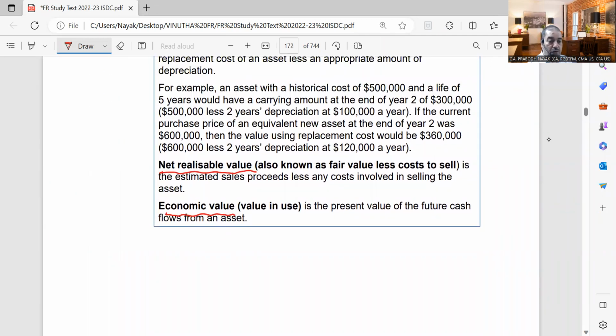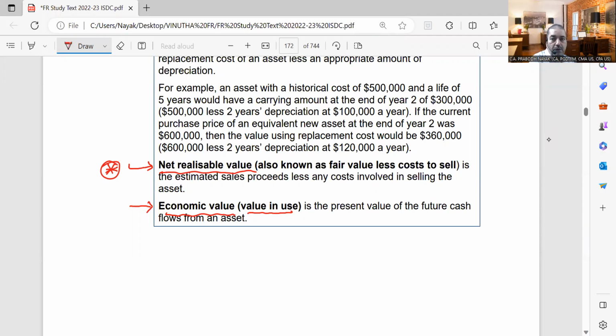Okay. Now you have to know this net realizable value. Don't have to know anything else. Your net realizable value and economic value. Economic value is nothing but value in use. And what is value in use? Present value of future cash flows. Net realizable value, very important because it will come in many places. Net realizable value, also known as fair value less cost to sell. It is not only fair value, it is fair value, market value, minus the cost to sell.